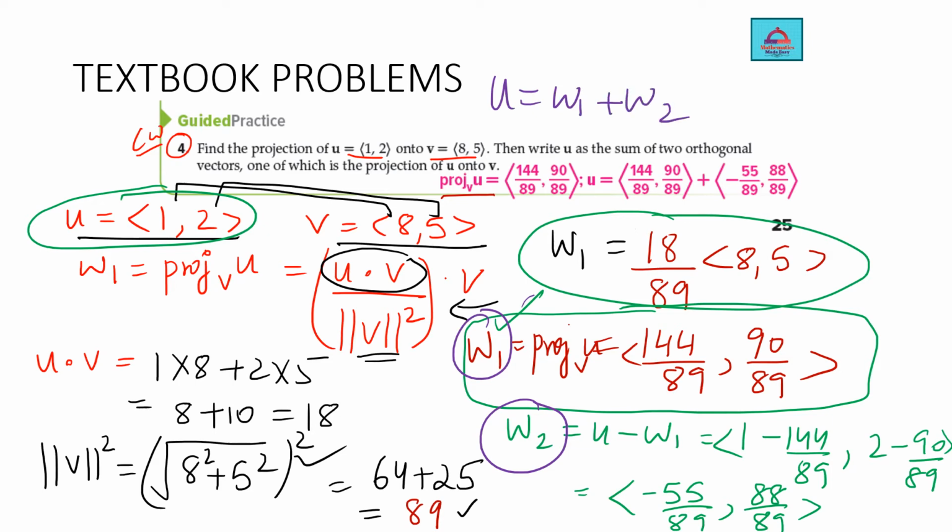So you can also check your answer. It's given here in pink. So our calculations are correct. So this is how you find the projection of vector U onto V and then write U as the sum of two orthogonal vectors. Very, very important question. One ministry question will surely come from the projection topic.